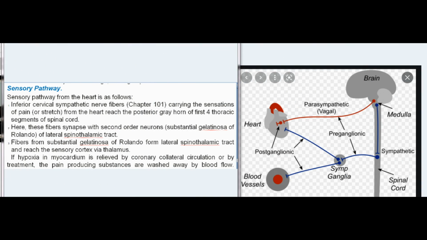Sensory pathway. Sensory pathway from the heart is as follows: inferior cervical sympathetic nerve fibers, carrying the sensations of pain, or stretch, from the heart reach the posterior gray horn of first to fourth thoracic segments of spinal cord. Here, these fibers synapse with second-order neurons, substantia gelatinosa of Rolando, of lateral spinothalamic tract. Fibers from substantia gelatinosa of Rolando form lateral spinothalamic tract and reach the sensory cortex via thalamus. If hypoxia in myocardium is relieved by coronary collateral circulation or by treatment, the pain-producing substances are washed away by blood flow.